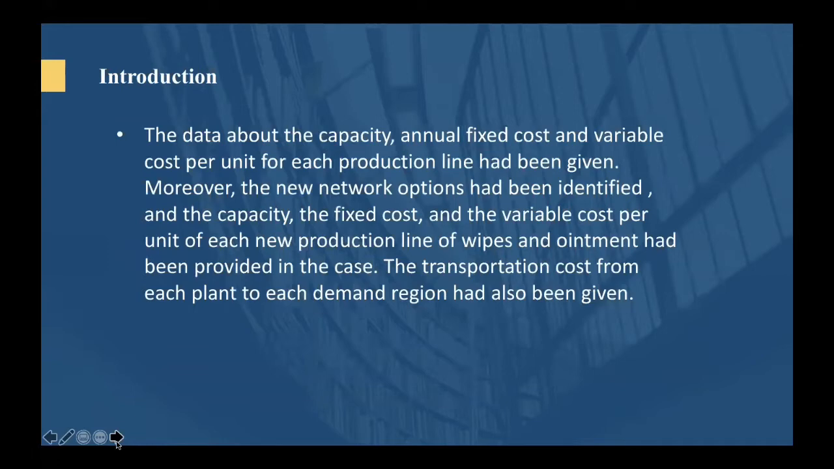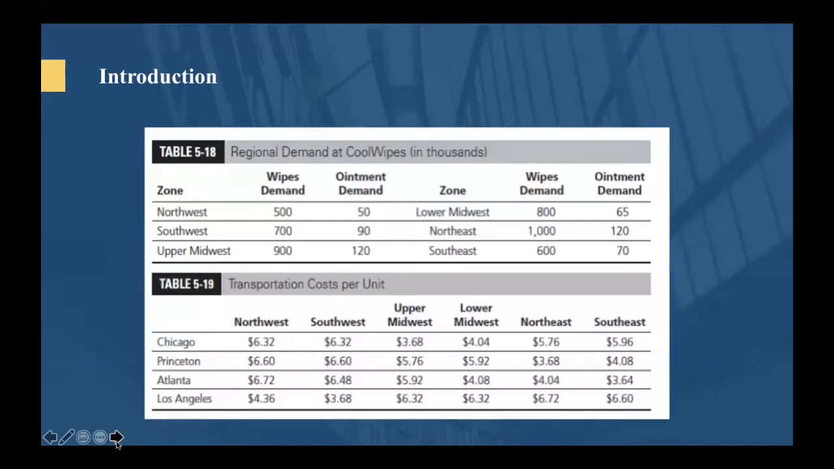The data about the capacity, annual fixed cost, and variable cost per unit for each production line had been given in this case. Moreover, the new network options had been identified, and the capacity, fixed cost, and variable cost per unit of each new production line of the wipes and ointment had been provided. The transportation cost from each plant to each demand region had also been given. So we can see the data from the two tables.